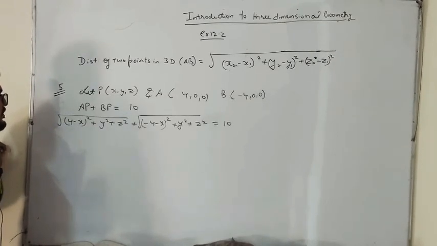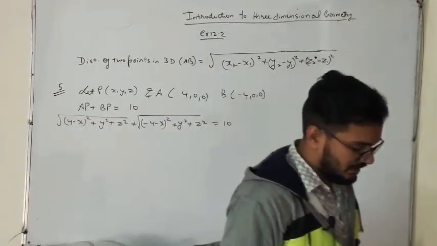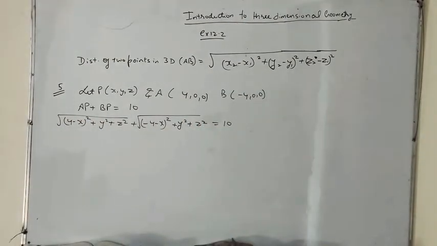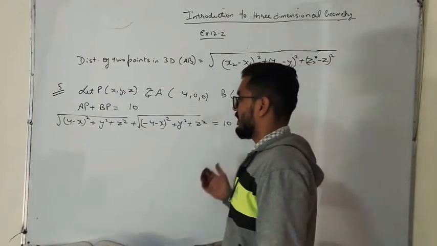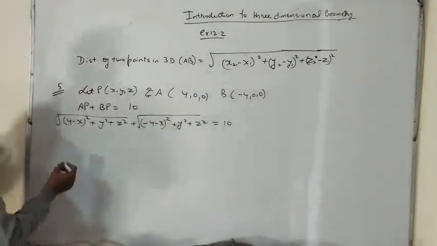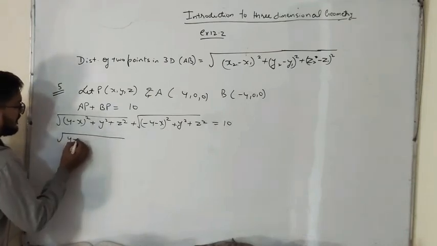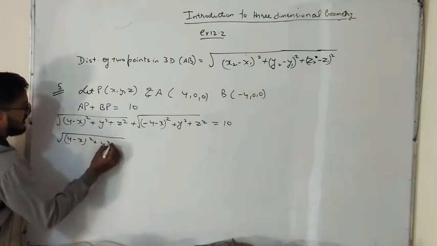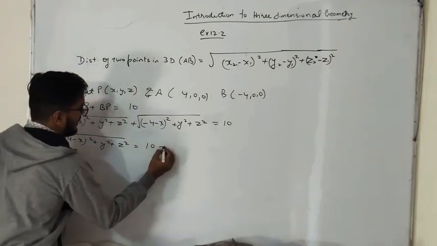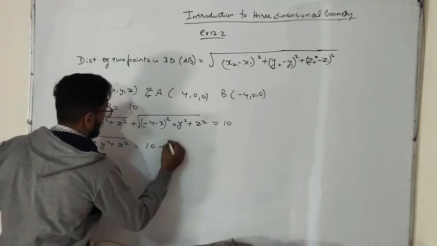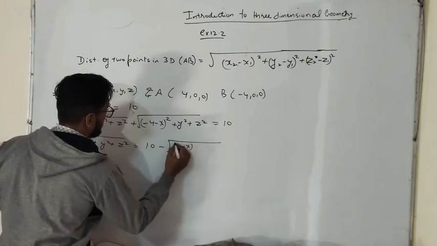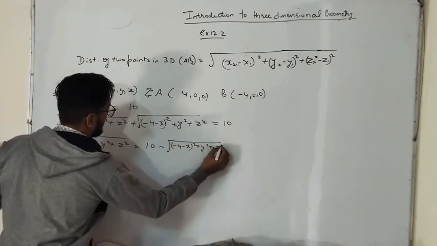So now what we can do in this, we can just square both the sides. Once we start squaring both the sides, we can eliminate these roots from it, right? So on taking one thing on the right hand side, we can simplify this. Firstly, let's take square root of 4 minus x whole square plus y square plus z square is equal to 10 minus square root of minus 4 minus x whole square plus y square plus z square, right?